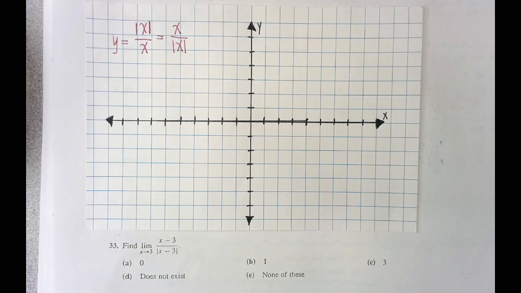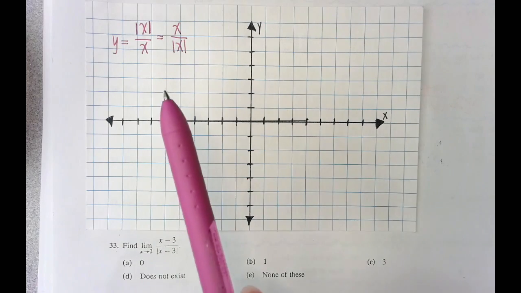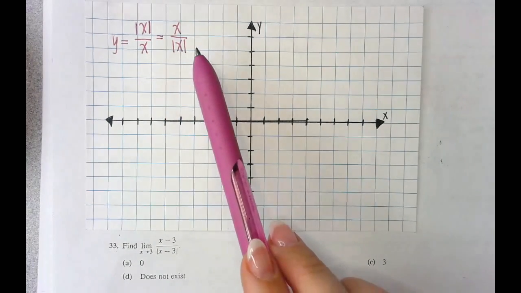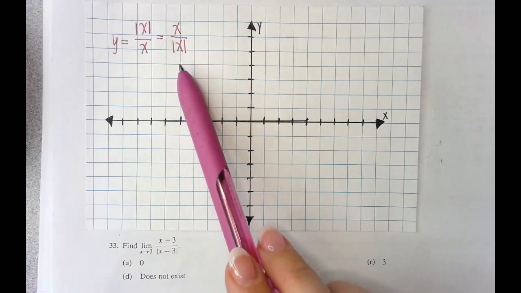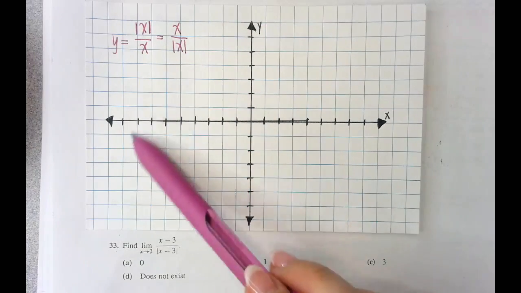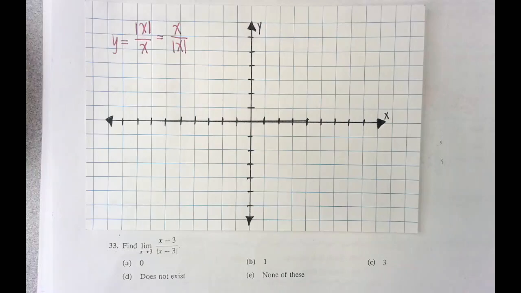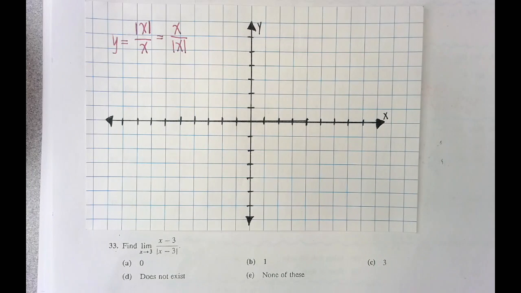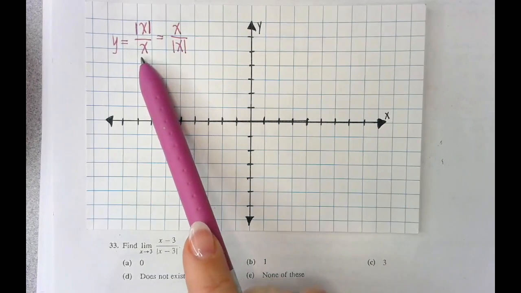This function that I have written down is y equals the absolute value of x over x, which is actually equivalent to y equals x over the absolute value of x. It really doesn't matter which one we make absolute value. It's really going to give us the same outputs each and every time. Well, what is this new function?